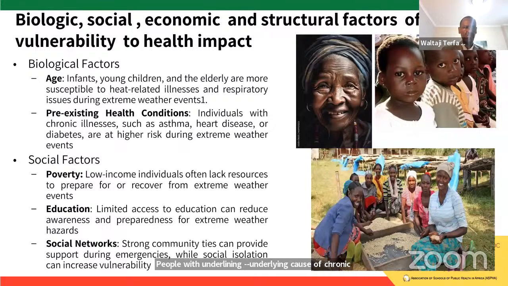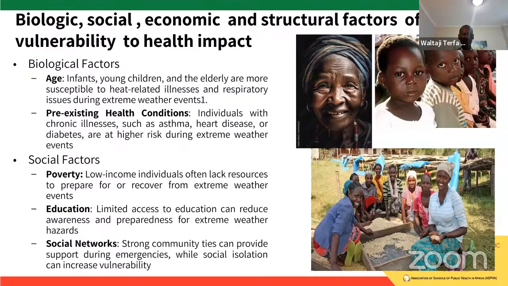I've already touched on the social factors: poverty, employment, lack of resources, limited access to education, and also awareness and preparedness for extreme weather events. The social networks, how people are communicating, whether we have a good traditional network or a modern network like telephone and access roads, also contribute to the vulnerability of those exposed to extreme weather events.